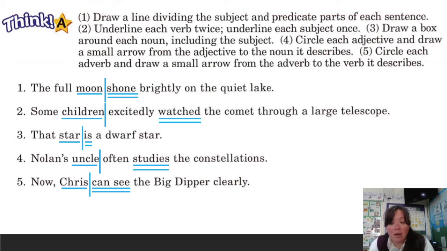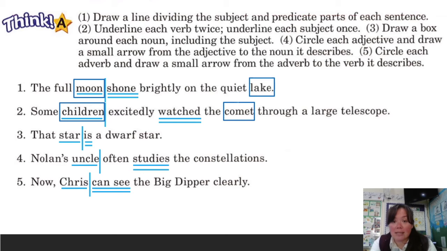First one, our subject will always be a noun. It's always going to be a person, place, or thing, or idea. Okay? So first one in number 1 would be moon. That's a thing. Any other nouns there? I see at the very end, lake. All right? There is another noun there. So that's it for number 1. Let's go to number 2. We've got our subject, children, is definitely, they are people. Let's see what else. We have a comet and telescope. That's our last noun in that sentence.